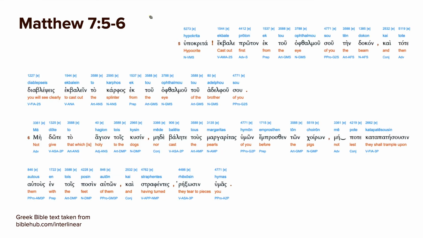All right, so let's go ahead and read Matthew 7, verses 5 and 6. Hypokrita, ekbale proton ek tou ophthalmou sou ten dokon, kai tote diablepseis ekbalein to karphos ek tou ophthalmou tou adelphou sou. Me dote to hagion tois kusin, mede balete tous margaritas humon emprosthen ton choiron, me pote katapatesousin autous en tois posin auton, kai straphentes rexosin humas.